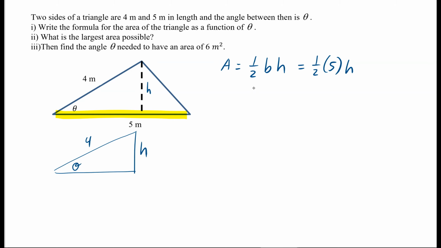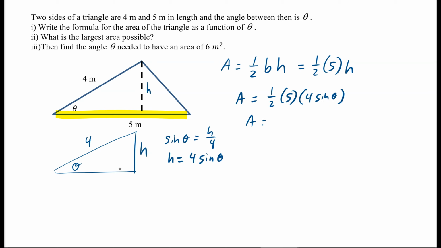What is the relationship between h, 4, and theta? Well, that is an opposite over hypotenuse. So we end up with sine theta is equal to h over 4. That means h is equal to 4 sine theta. Then that allows us to come back up here and say 1/2 times 5 times 4 sine theta. Simplifying this, we end up with 10 sine theta, because 20 divided by 2 is 10.